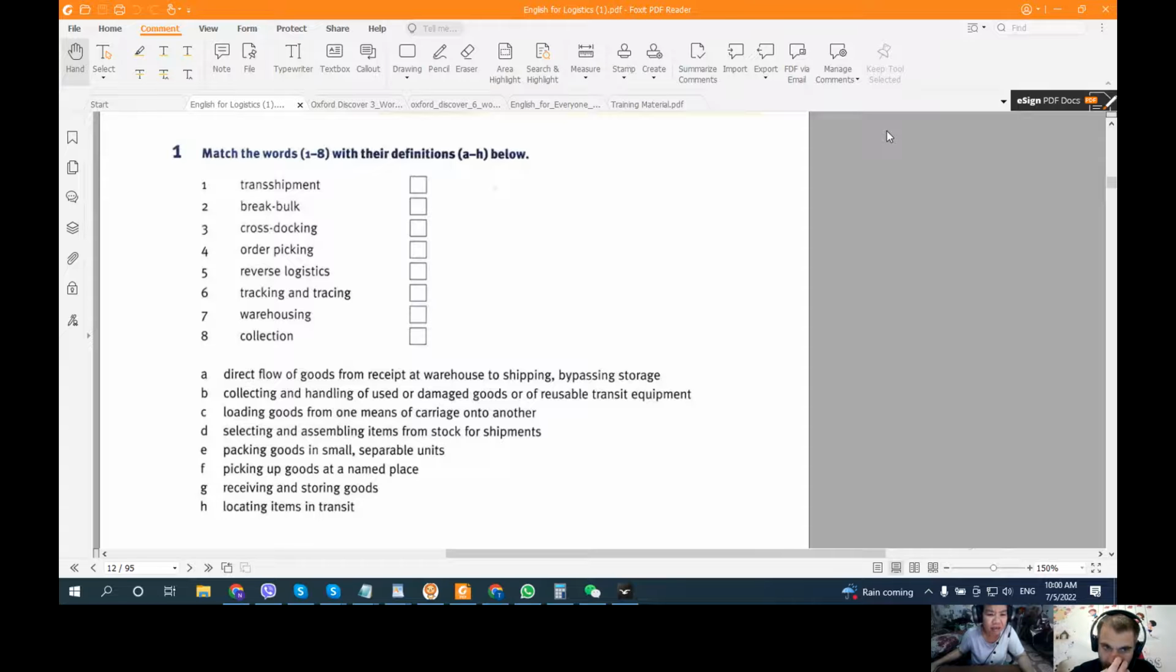Order picking is something when you order. Okay, you choose something to pick. You choose something to pick, and break bulk is okay. So number 2 is picking up goods at a named place, and break. Just one moment. Okay, just one moment to find it.